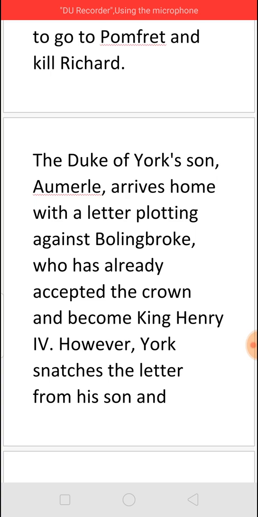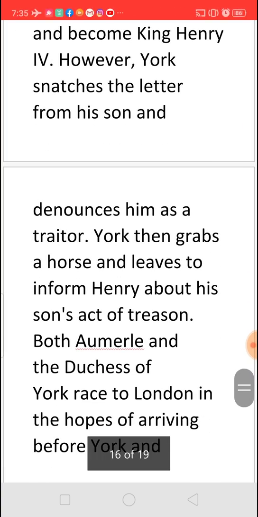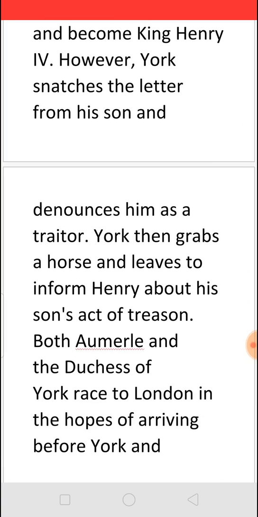But the letters which he has written come into the hands of his father, the Duke of York. And Duke of York feels that whoever is the king, they have to be loyal to him, and if they go against him, they are traitors. And even if it is his son, he is a traitor. So he feels that he has to go and inform King Henry IV about his son's treason.